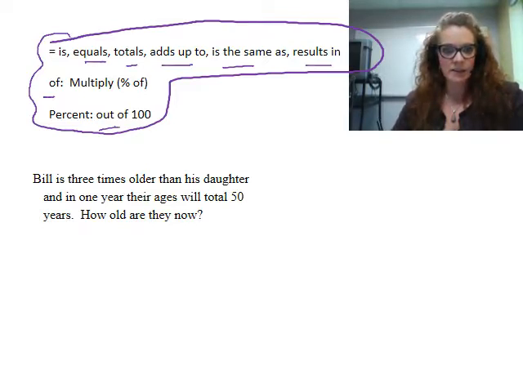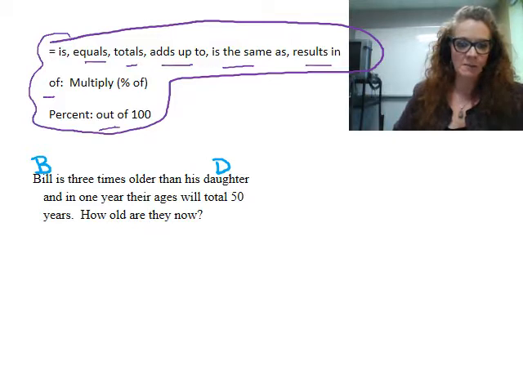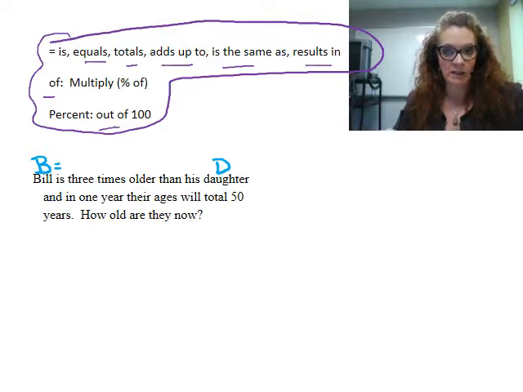It says Bill is 3 times older than his daughter, and in 1 year their ages will total 50. How old are they now? So these are kind of fun to figure out. So let's call Bill B, and let's call the daughter D. Okay, so we've got two variables going on here, and we have the word is, so I know it's going to be an equal sign there.